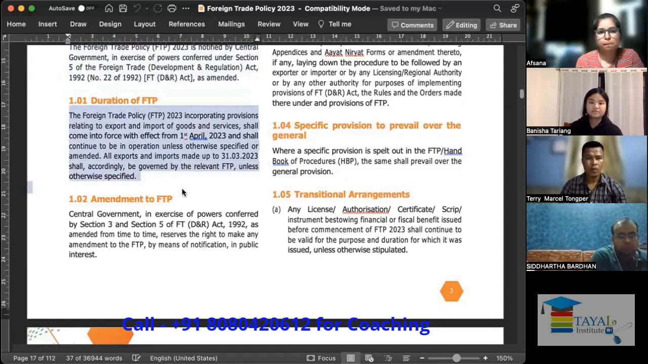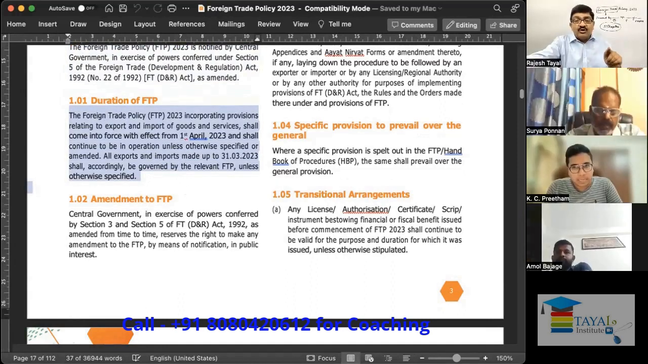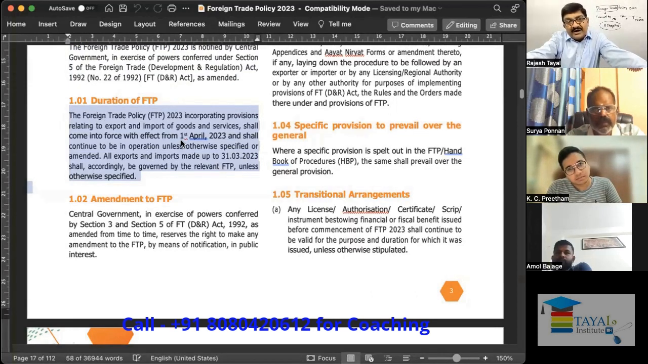Earlier, all the foreign trade policies framed by the government were given a validity period of 5 years. Those were given a validity period of 5 years. In this policy, no validity period is fixed. It will continue to be Foreign Trade Policy 2023, even in the year 2035 also.